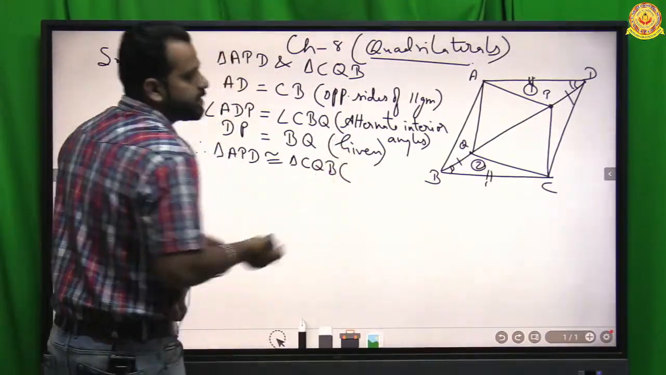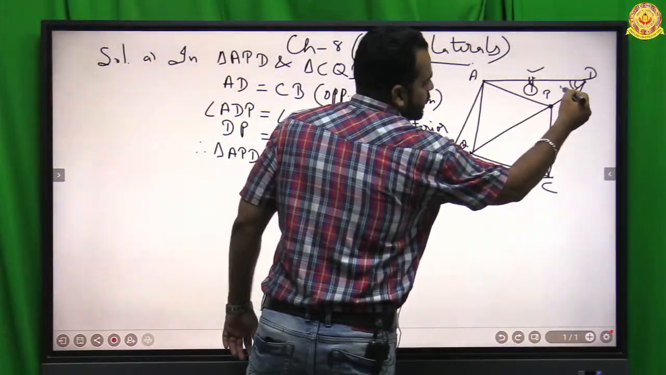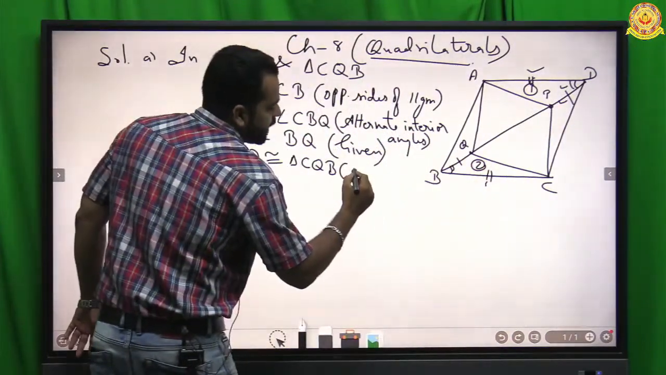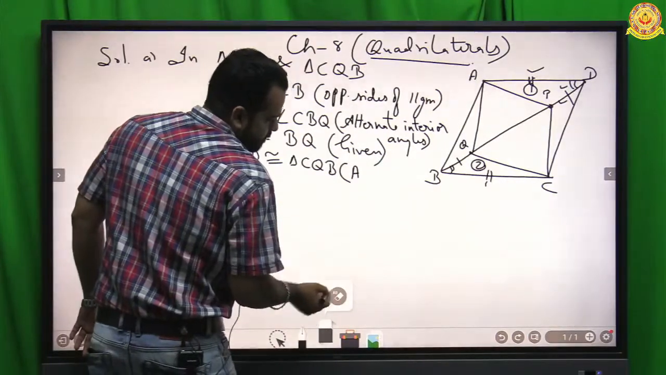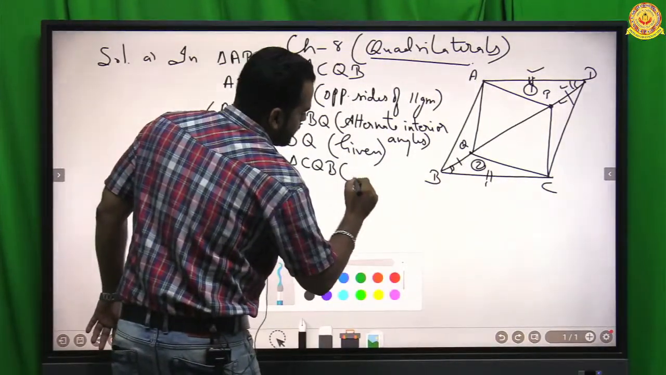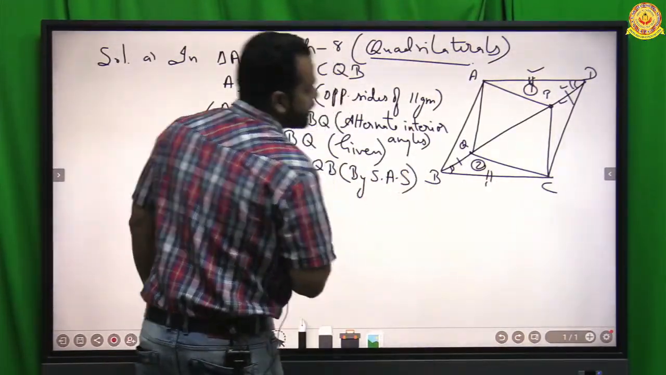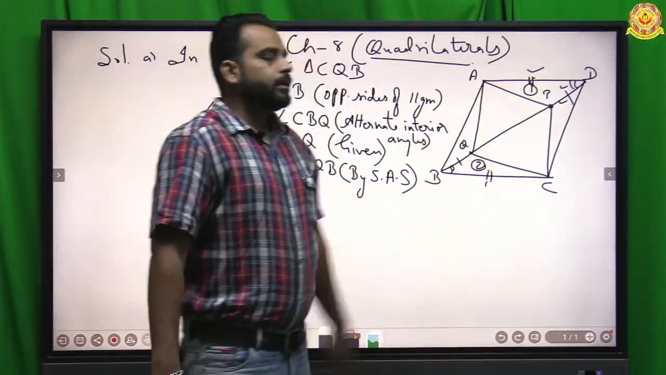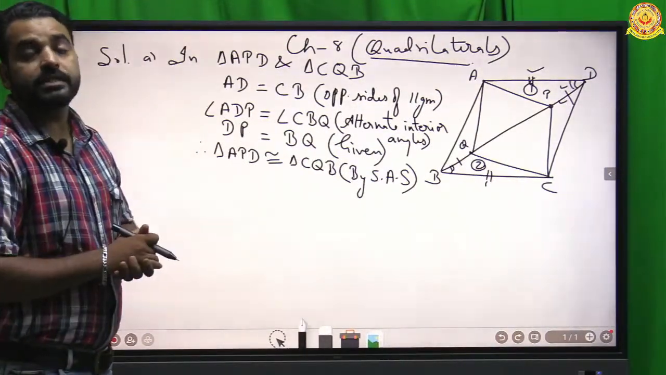Now can you tell me what is the criteria? Yes, of course, side. Here it is the angle which is in between the side and one more side. So the criteria is by side angle side. Yes, so here we write by side angle side congruency criteria. Okay, so now we prove that these triangles are congruent. Now we can say their corresponding parts are also equal. Yes, of course, by CPCT.